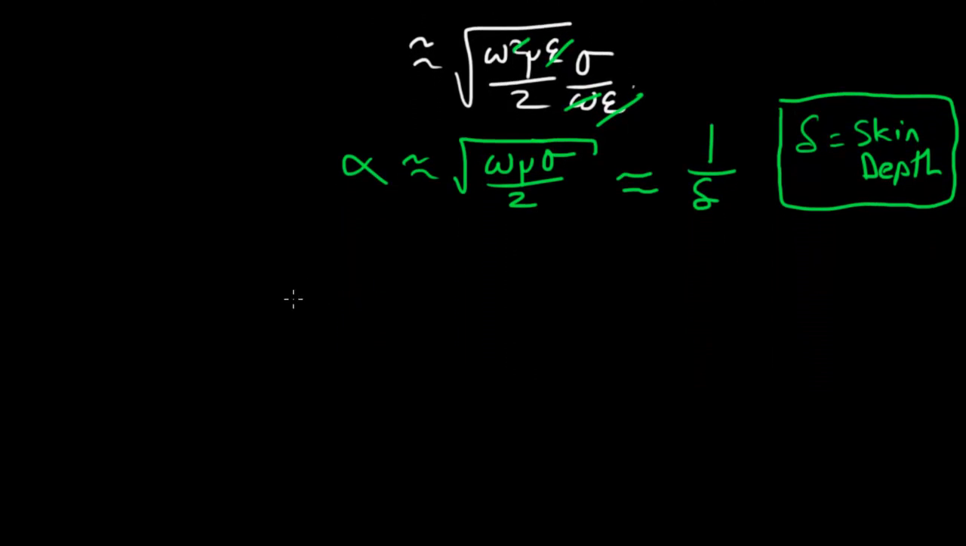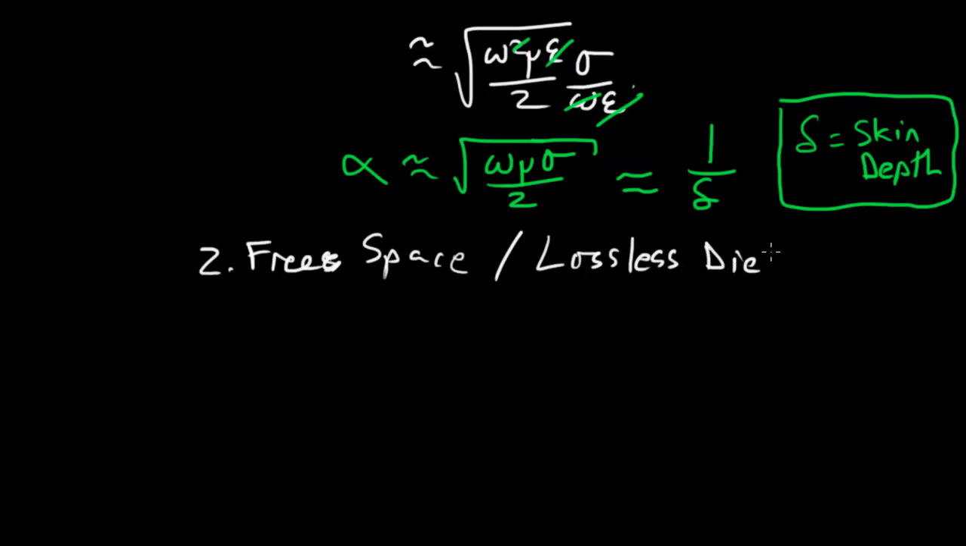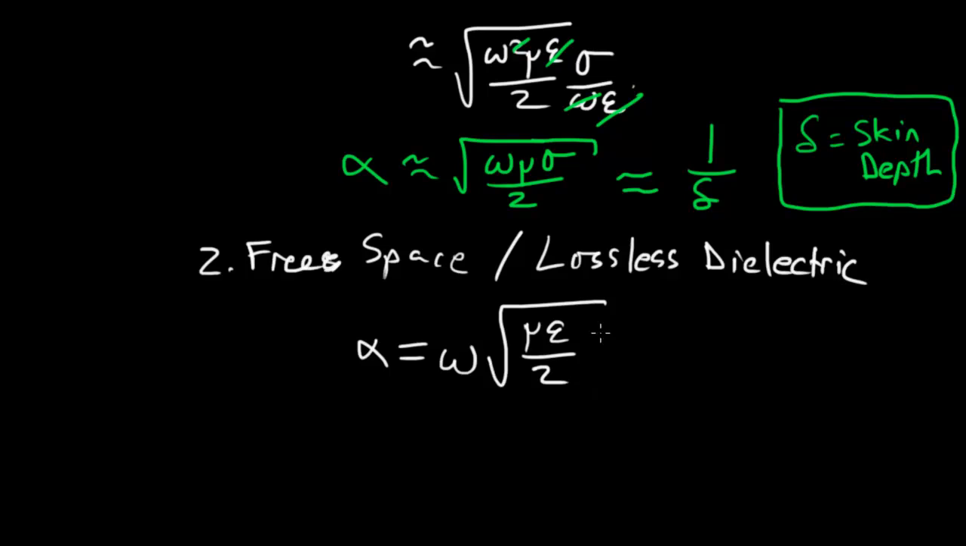I'm going to go back to white. Let's look at the case of free space, for a lossless dielectric. Okay, let me write the generalized expression for the attenuation constant again. Alpha equals omega times mu epsilon over 2, I'm just going to write it out, times the square root of 1 plus the quantity sigma over omega epsilon, squared, minus 1.